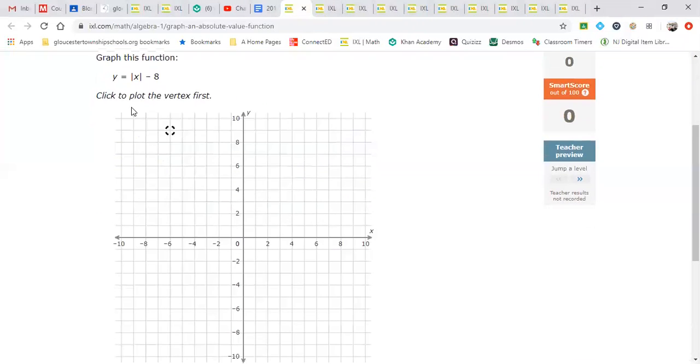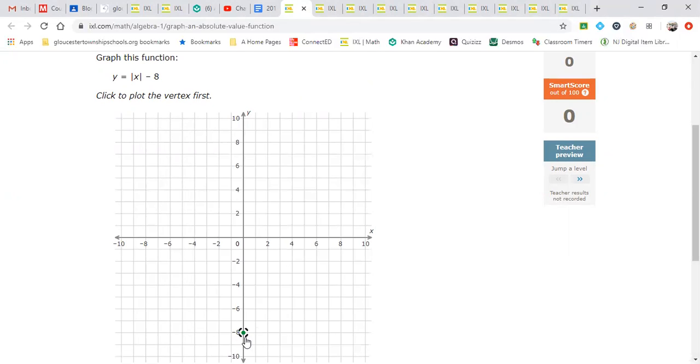Absolute value of x, and then minus 8. The a value is still 1, so I'm not going to shift left or right. But the b value is negative 8. That means that my vertex point from the origin is going to shift downward 8 units. Right down the y-axis, and there it is at negative 8.